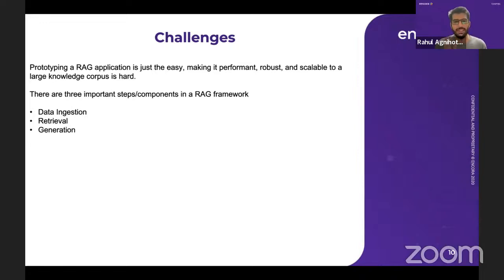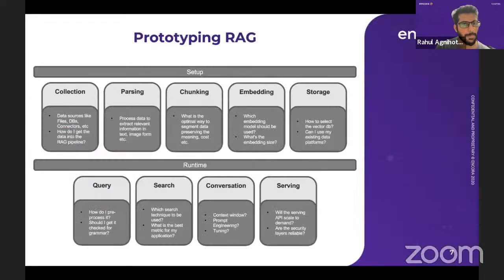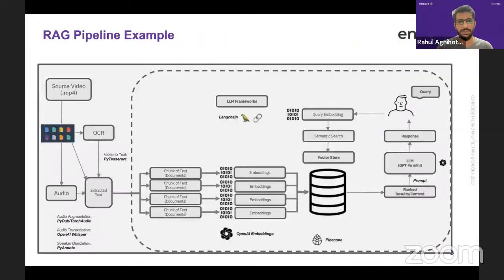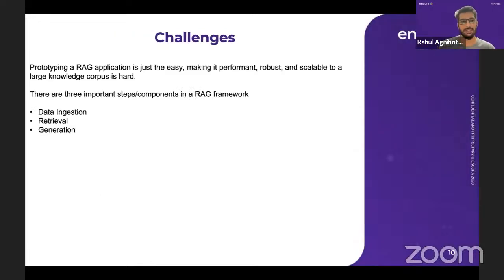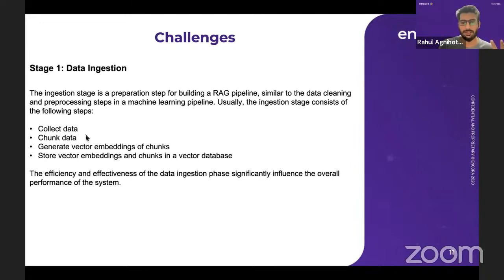So there are three important stages to a RAG system: data ingestion, retrieval, and generation. Let me go back to the setup file. The setup is where you need to parse, basically collect your data, and retrieval also. And runtime is basically where you are going to generate something, right? So there is ingestion, there is retrieval. Data ingestion is basically coming from your raw sources. Retrieval is dependent on the query.